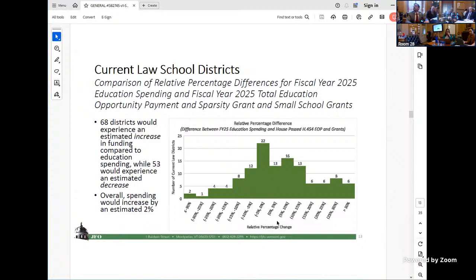And when you said the foundation program, you are employing Dr. Colby's April 3rd points? Yes, I'm using H454 as passed by the House, which is the education opportunity payment plus the sparsity grant plus the small school grant. So we know that the estimate is that spending would increase overall by 2%. However, how that would shake out across current law districts, we see here.